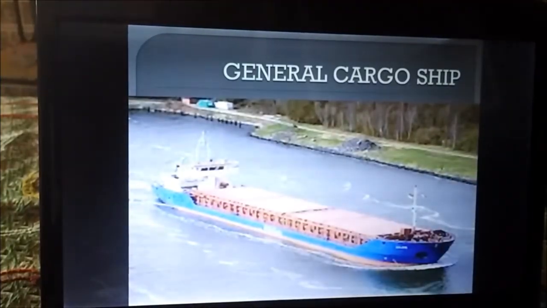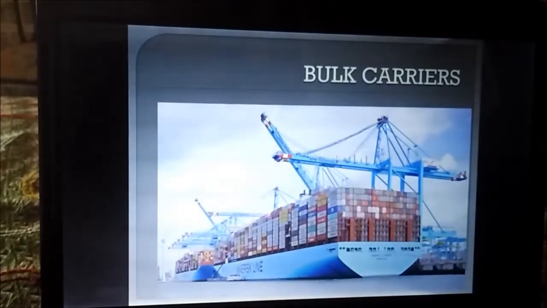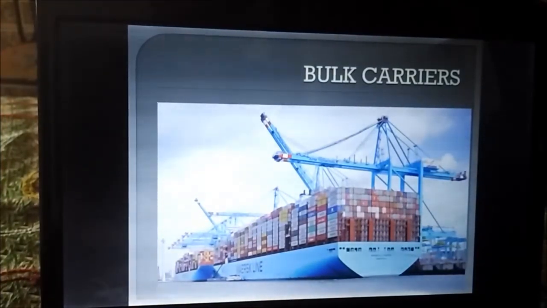Here we have general cargo. General cargo is mostly used for all the different types of goods and products, like grains and all that, for transport purposes. Next we have bulk carrier. Bulk carriers carry everything in bulk, like grains, cloths and all that, in huge amounts. They have tanks, and most use cranes to load and unload them.